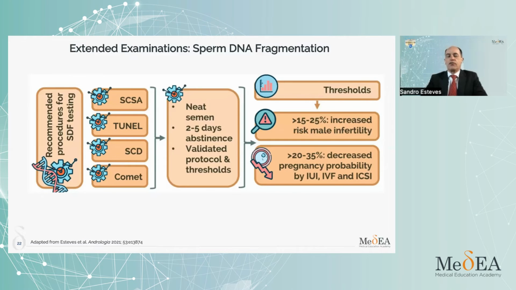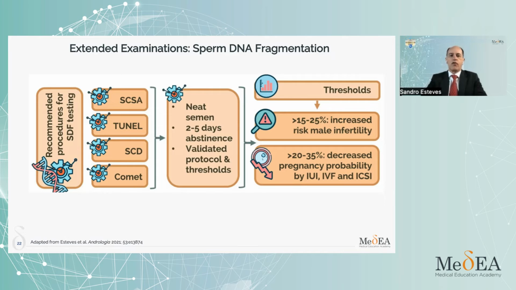In brief, for a reliable assessment of sperm DNA fragmentation, it is critical to use a validated test. The examination must be carried out in neat semen collected after ejaculatory abstinence of 2 to 5 days, but preferentially 2 to 3 days. Concerning ejaculation interval, it is critical to use a fixed ejaculatory abstinence length when the test is used to monitor the effects of any intervention to reduce sperm DNA fragmentation levels.